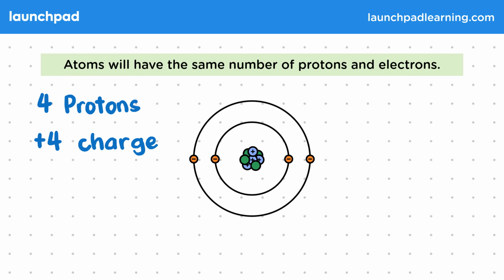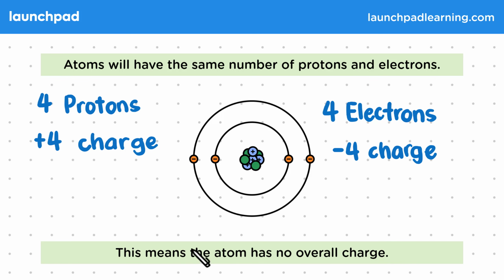There are the same number of electrons, so 4 electrons in this case, which each have a charge of -1, so the total charge of the electrons is -4. This means that the atom has no overall charge, so the total charge becomes +4 minus 4, giving 0, as the charges cancel out. So is it possible for there to be a different number of electrons?